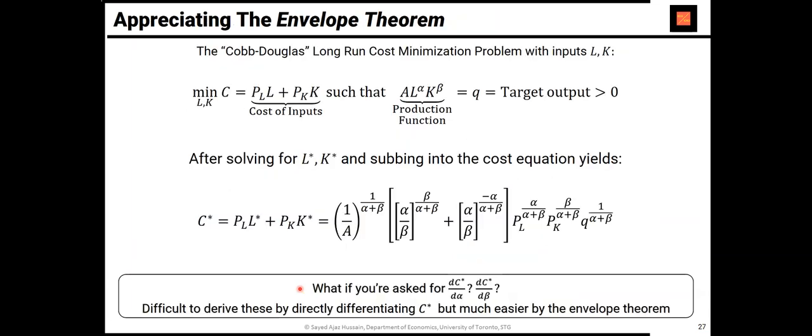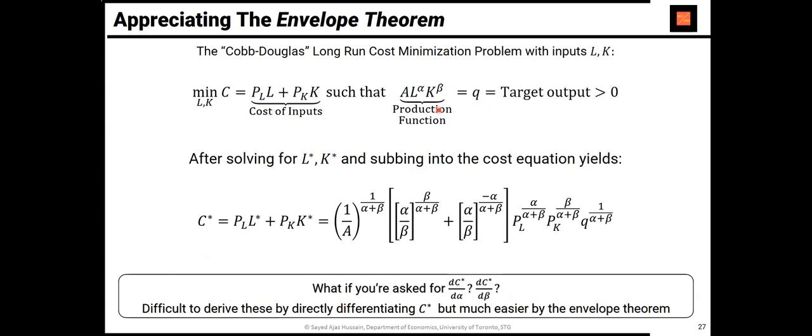To show you how important the envelope theorem is, imagine that you're solving a Cobb-Douglas minimization problem. You're asked to choose the optimal amounts of labor and capital to minimize total cost of production, to make sure that what you actually produce is equal to a target output that's bigger than 0. Welcome to grad school.